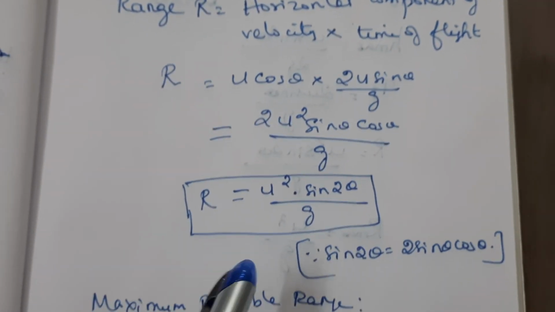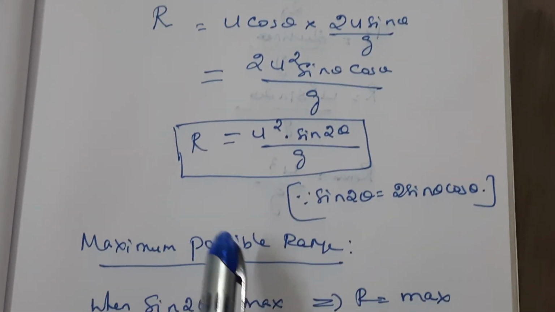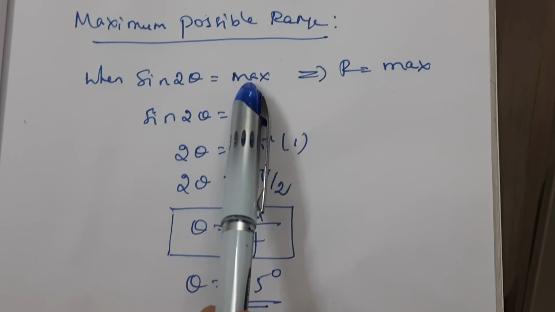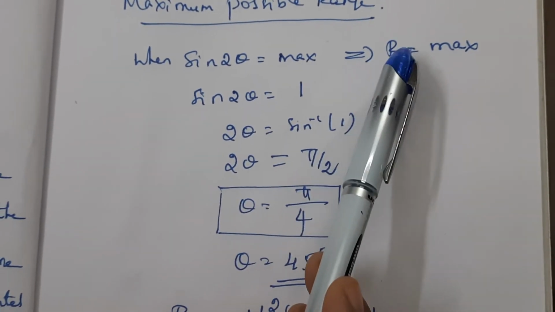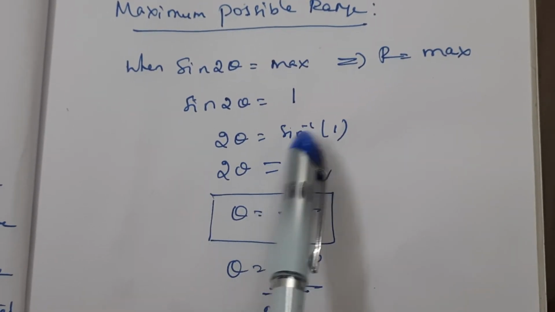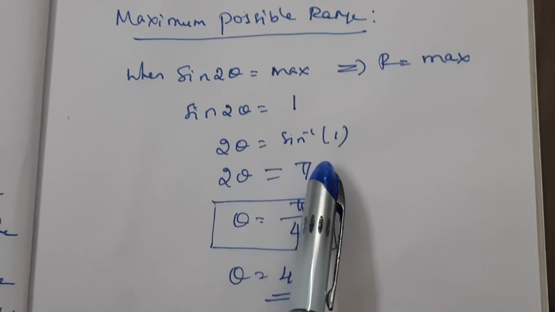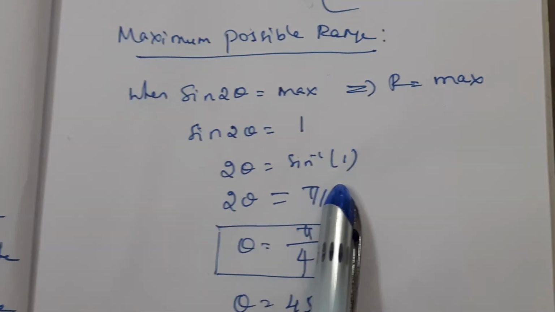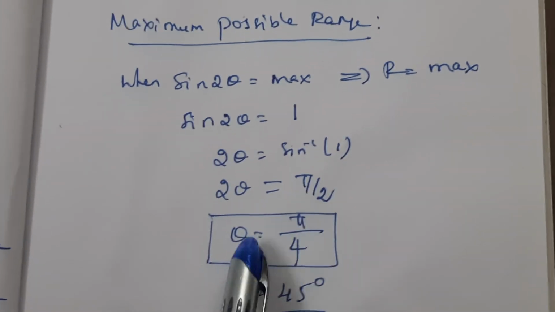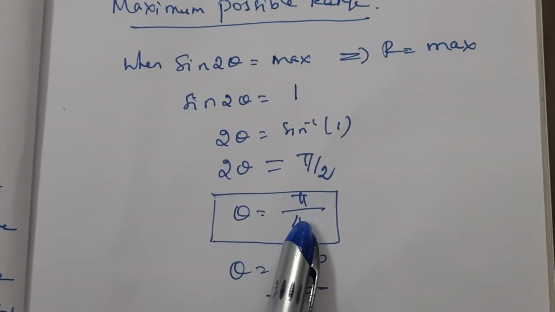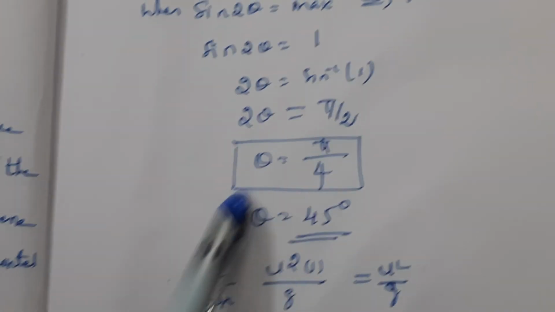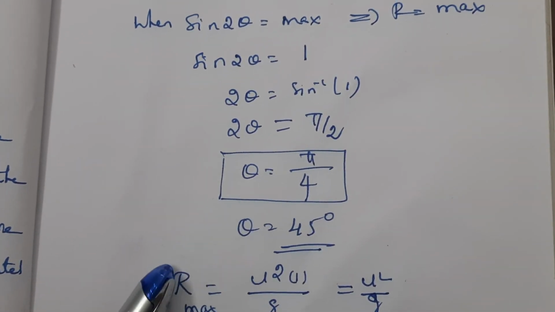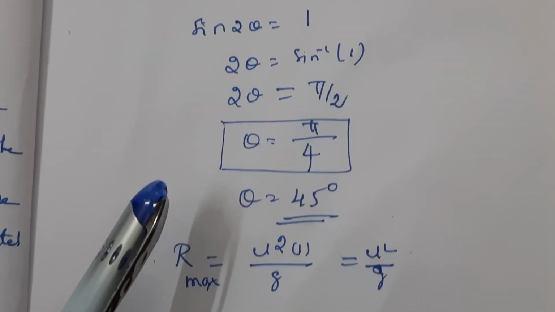When will we get the maximum range? The maximum possible range is obtained when sin 2 theta is maximum, sin 2 theta equal to 1. So 2 theta equal to sin inverse of 1, which is sin 90 degree, the value is 1. So sin pi by 2. 2 theta equal to pi by 2, theta equal to pi by 4. So theta equal to 45 degree. At 45 degree we will be getting the maximum possible range. So R maximum is equal to u square by g.